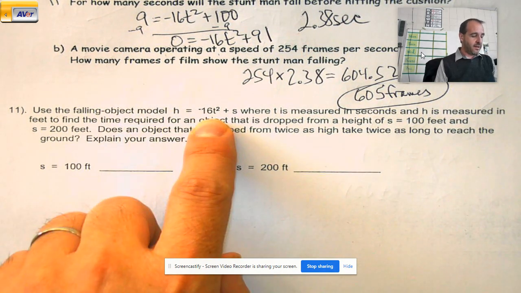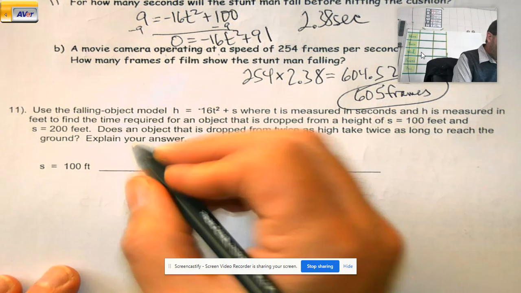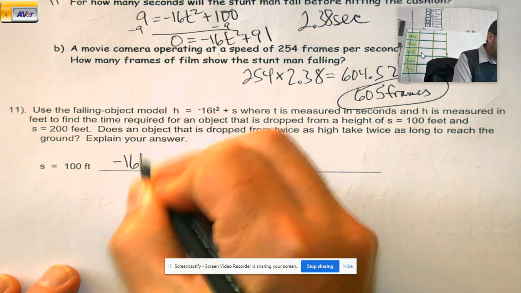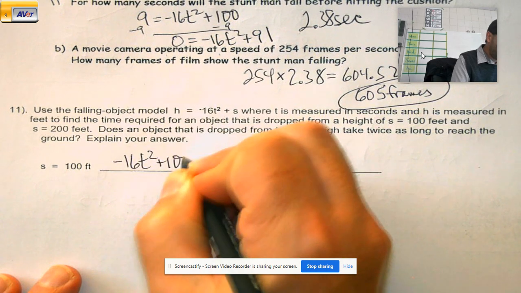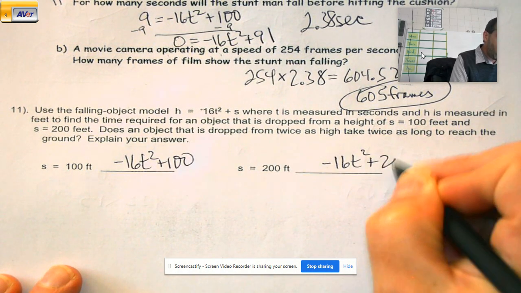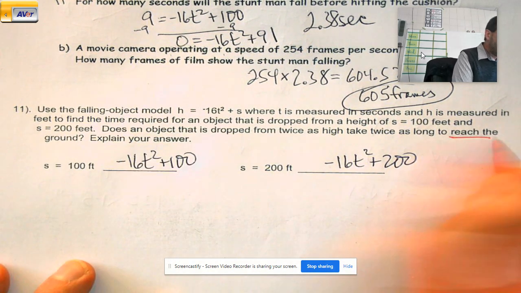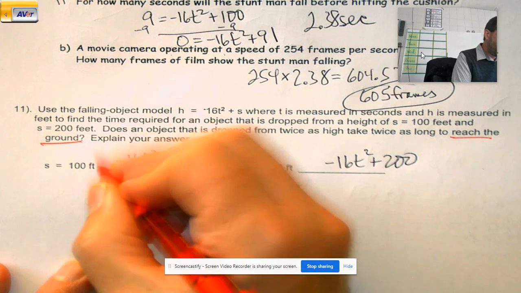Okay, we got our falling object model. So find the time required for an object that is dropped from a height of 100 feet and then 200. So negative 16t squared plus 100, negative 16t squared plus 200. And if I keep reading, reach the ground.